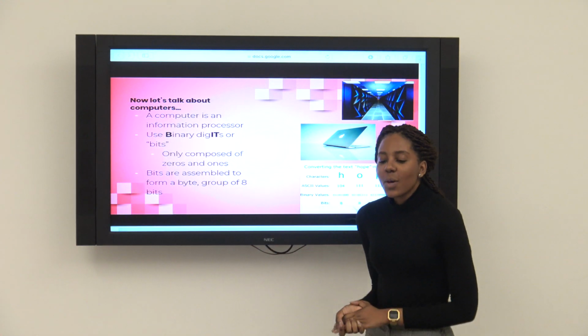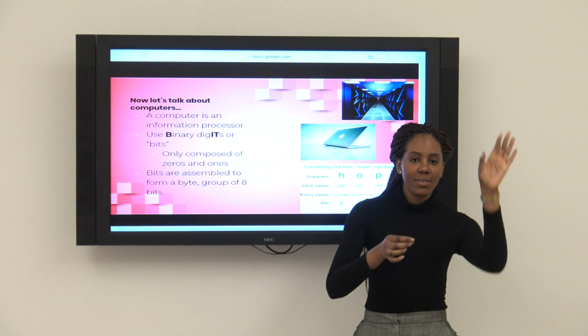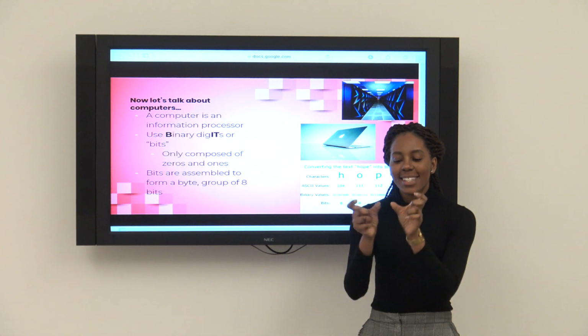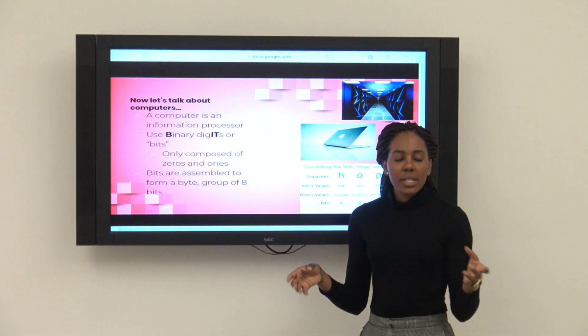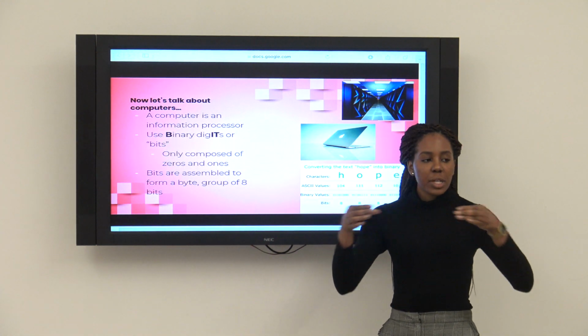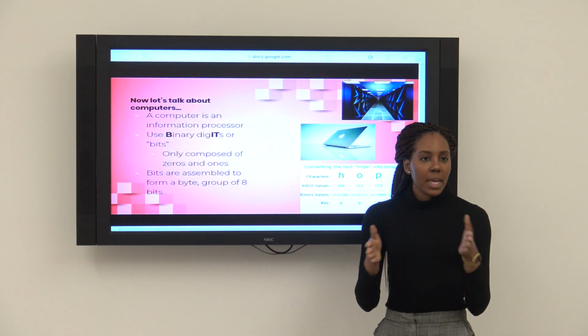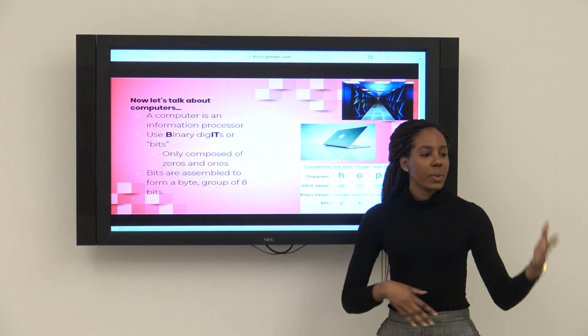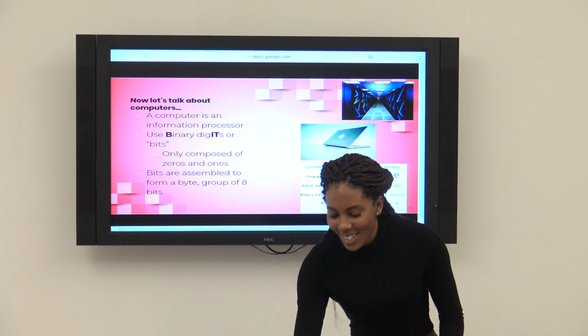So the word bit comes from binary digits, so the B from binary and it together is bit. And basically bits are really small, so we don't really work with bits. We work with an arrangement of bits, an arrangement of 8. And 8 bits together makes a byte, so that's where we get gigabytes, megabytes, and all that fun stuff.